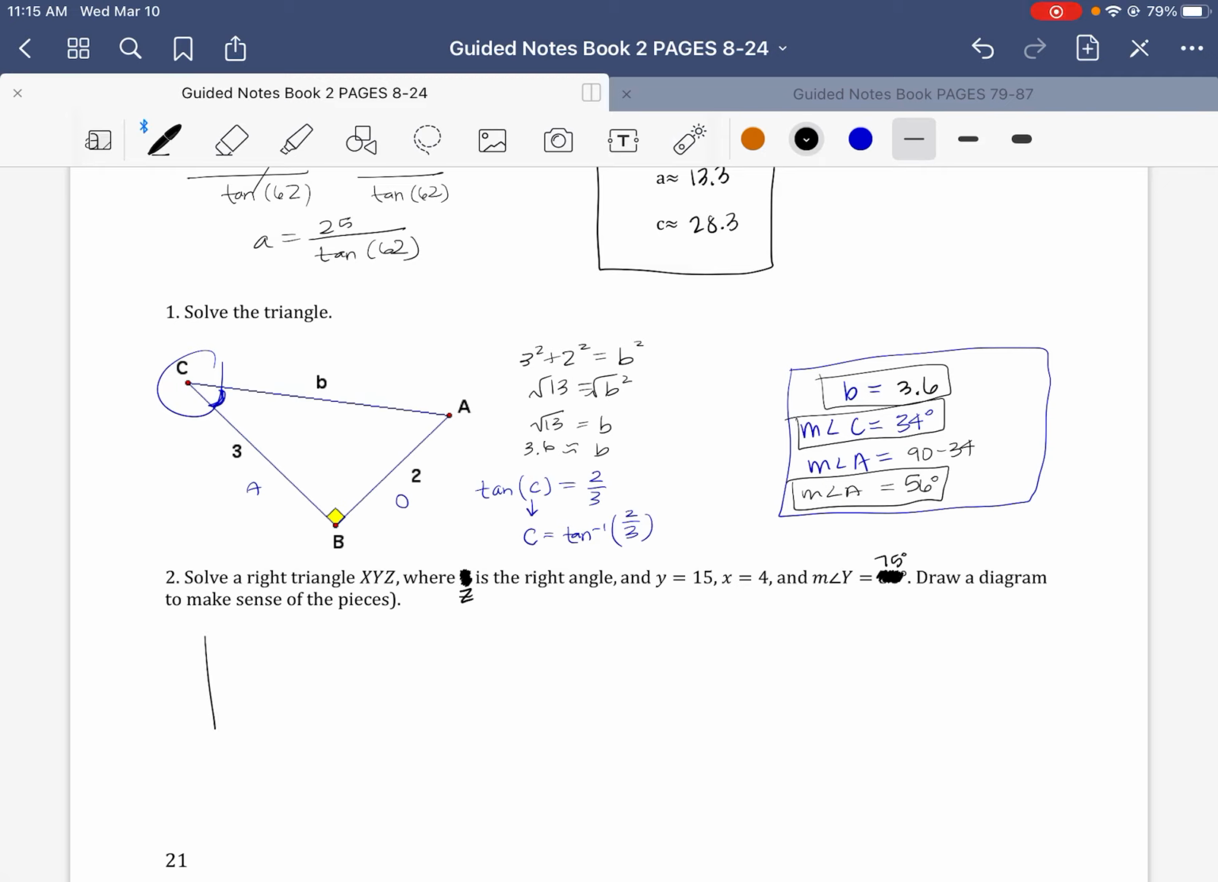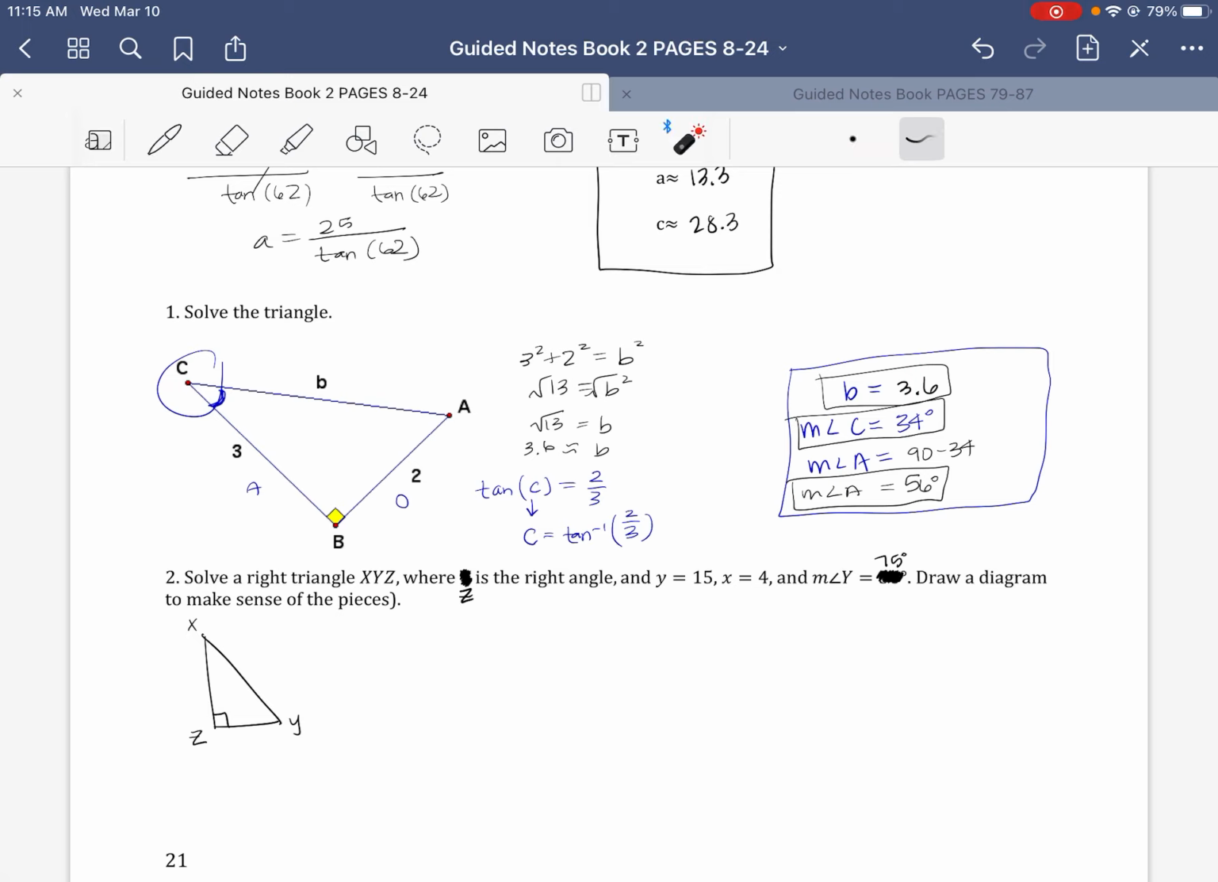So let's draw a little right triangle. It doesn't really matter which way it's faced or oriented, but we're going to draw a right angle. And it said that Z, because we changed it, is going to be the right angle. So X and Y are the other acute angles. And again, you can label them either way. I'll put that X up here and the Y here.